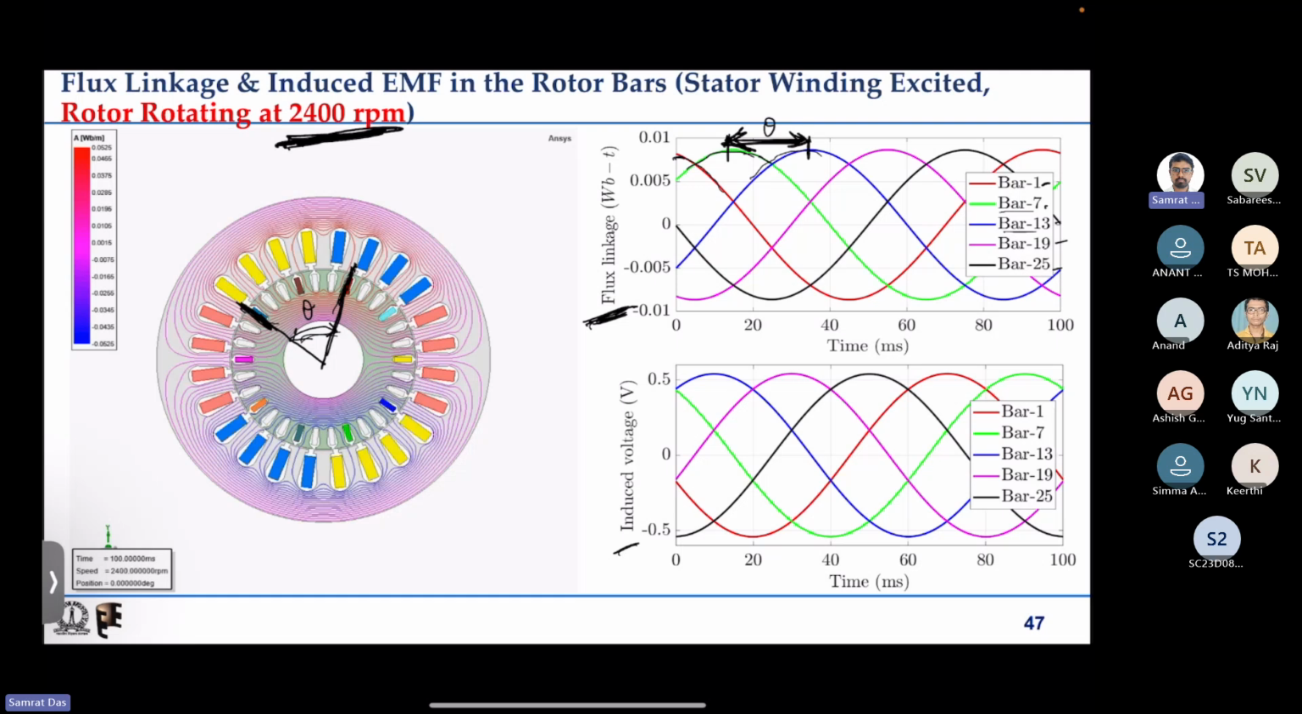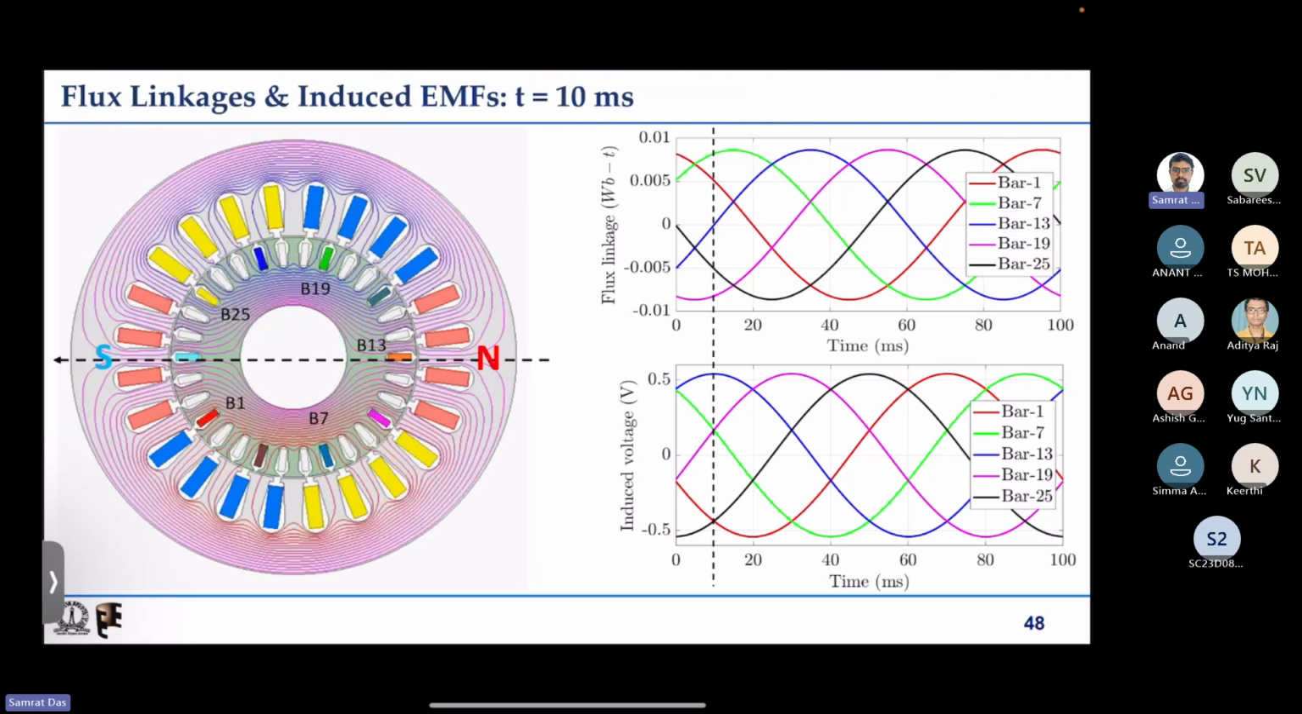So we can see that all the bars are having flux linkages that are sinusoidal, and they are having induced EMF also, that is sinusoidal. So the induced EMF, if I just focus on bar 1, the red one, same E equal to d psi dt, so that is leading it by 90 degree. So same phenomena we have seen. Now we will look at some instant by instant and try to understand about the bar currents and what actually happens.